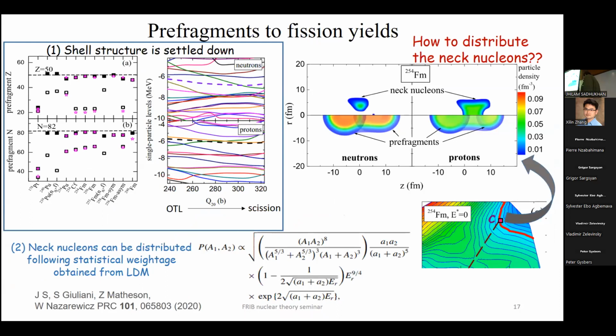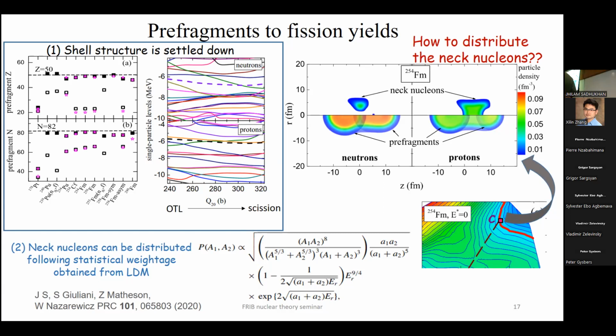Now, not only this localization function, we also checked these prefragments. We calculated these prefragments for different nuclei, and we found that one of these prefragments is really close to a shell-closed system, like 82, and this is Z equals 50. So these are shell closures. We have shell closure at this point. So one of the prefragments is really close to this shell closure.